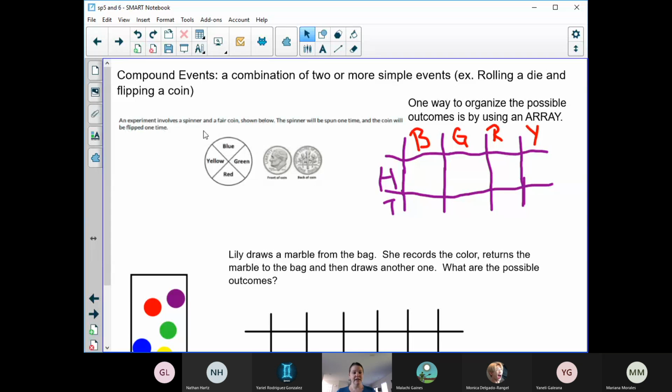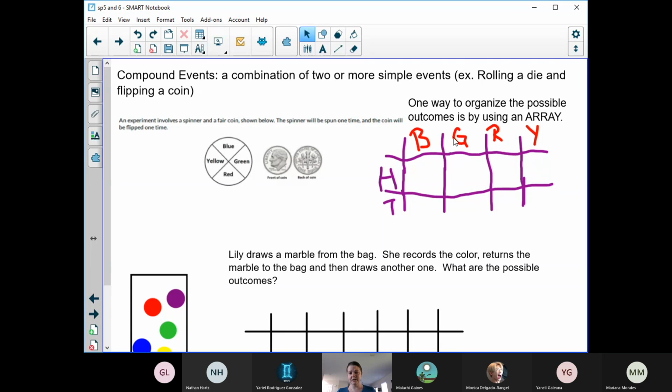An experiment involves a spinner and a fair coin shown below. So here is my spinner. I can see I have blue, green, red, and yellow, and my coin that is heads and tails. Anytime you see the words fair coin, that means it has a heads and a tails. The spinner will be spun one time and the coin will be flipped one time. So what are all the possible outcomes that could happen if I spin the spinner and flip the coin one time?